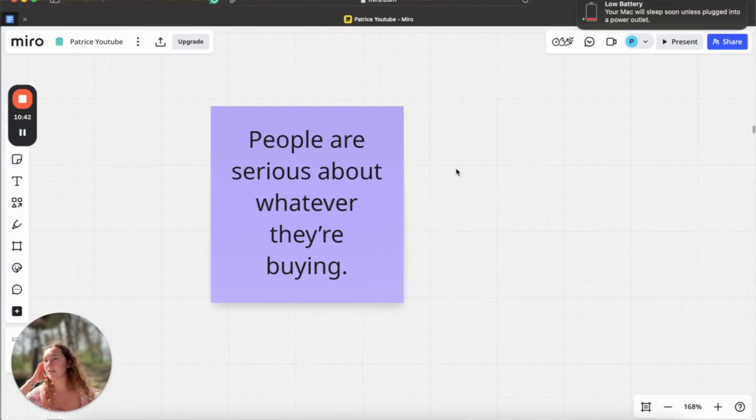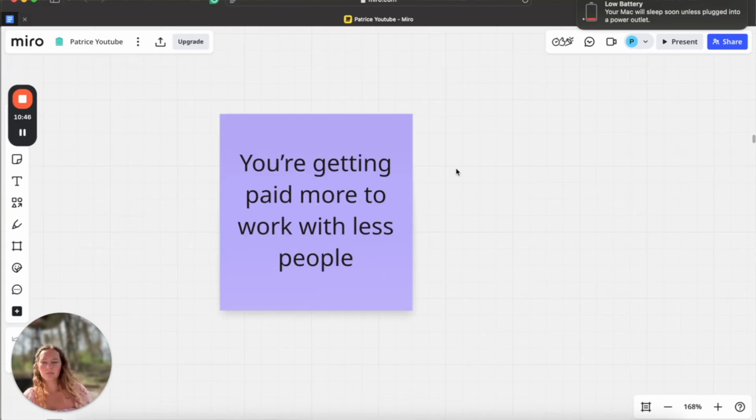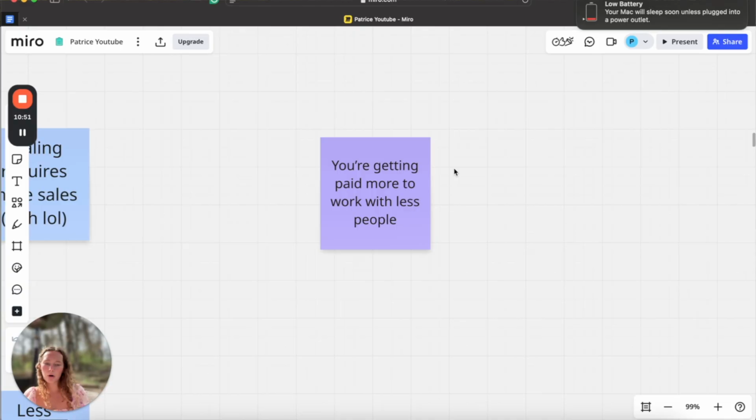They're serious, so they've put some skin in the game, so they're way more committed to getting results, and you're getting paid more, so you're more motivated to help them, and you're working with fewer people, so you can just give them more of your time.